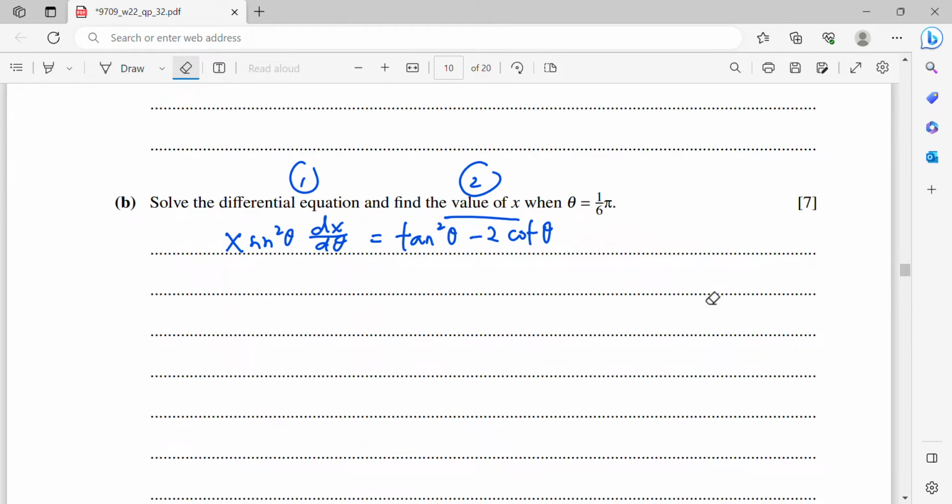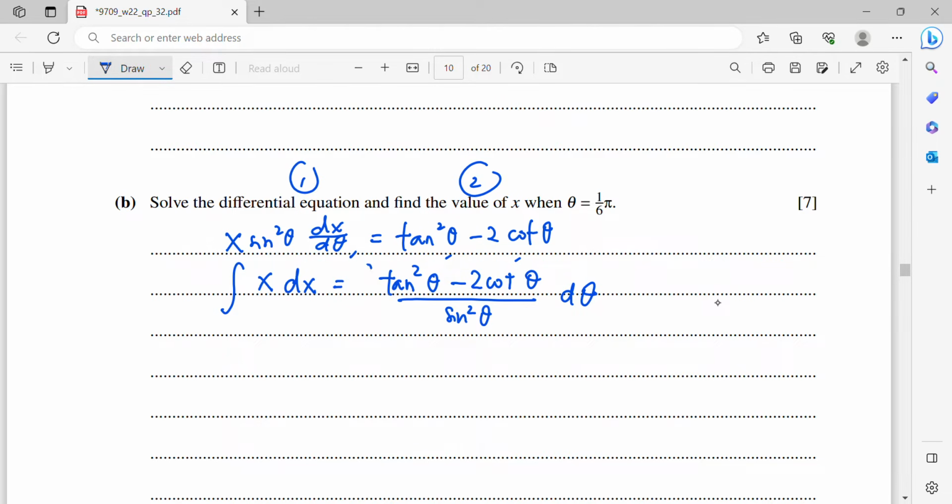Right. So now when we need to solve the differential equation, we need to separate the variables. Since the right hand side has these two terms in terms of theta, I will move the d theta to the right side and keep the x on the left hand side. Move all the theta to the right side. So now I will get x dx equals tangent squared theta minus 2 cot theta over sine squared theta d theta. This is how we split the variables.